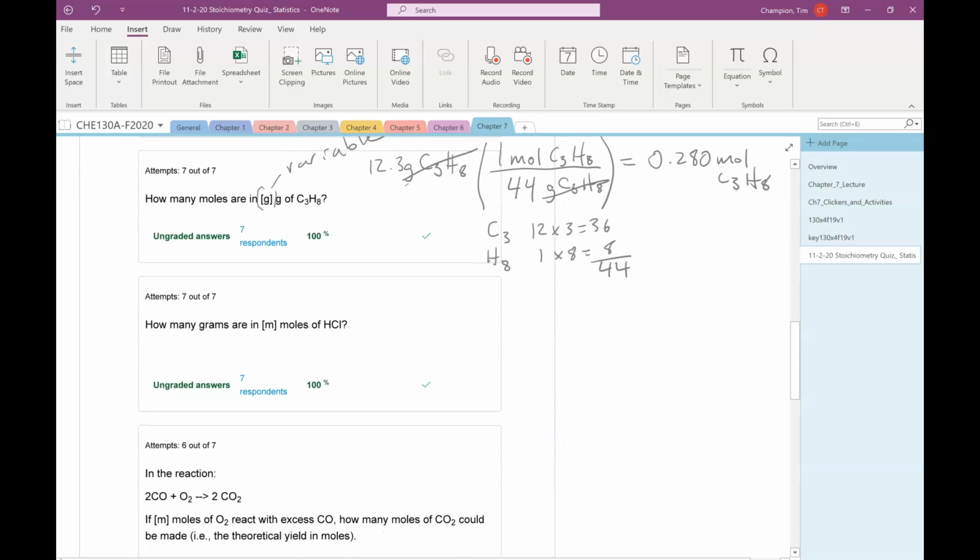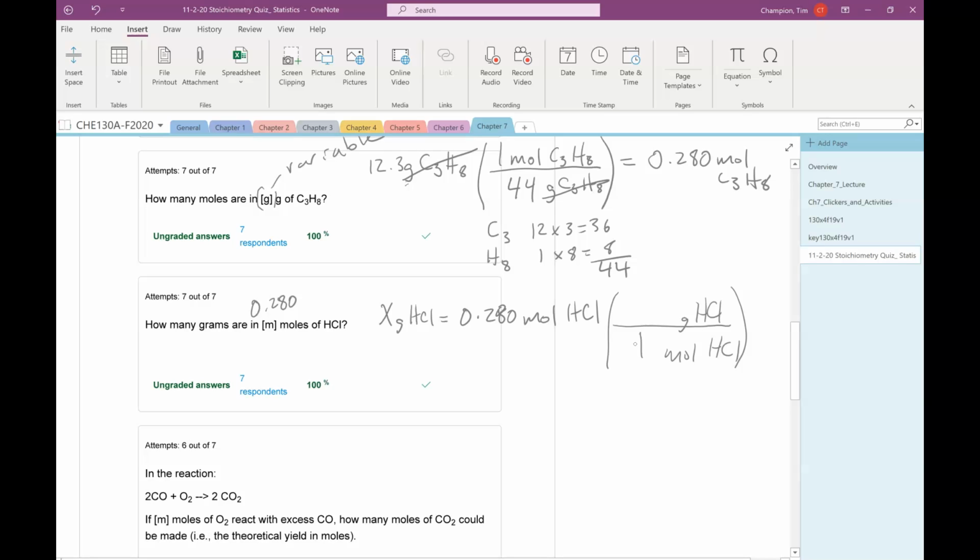Next question was asking how many grams are in a given number of moles, in this case of hydrochloric acid. So let's just say that we take our 0.280 moles there and use that again. So now I want to know how many grams of HCl are in 0.280 moles of HCl. And again, 0.280 is just a kind of a random number that we picked to use here. That bracket M is a variable. What I need is something that has moles of HCl on the bottom and grams of HCl on the top, and that's going to be the molar mass of HCl, which is how many grams are in 1 mole.